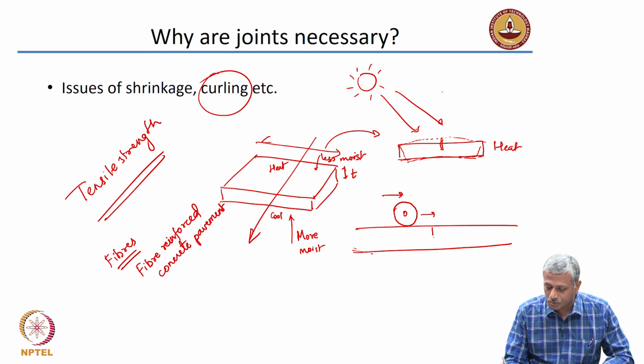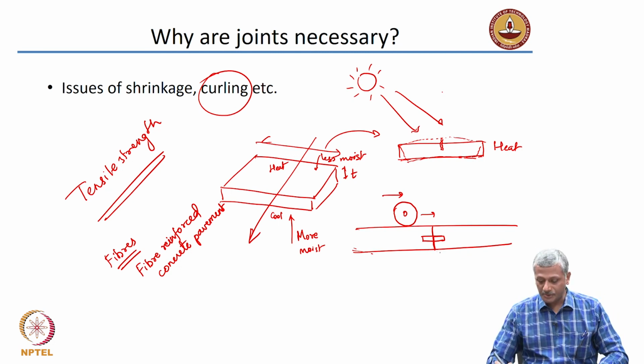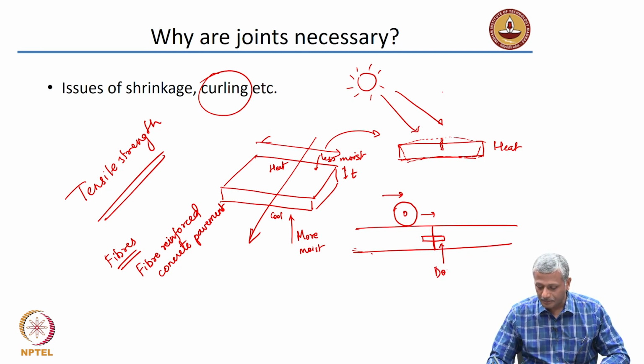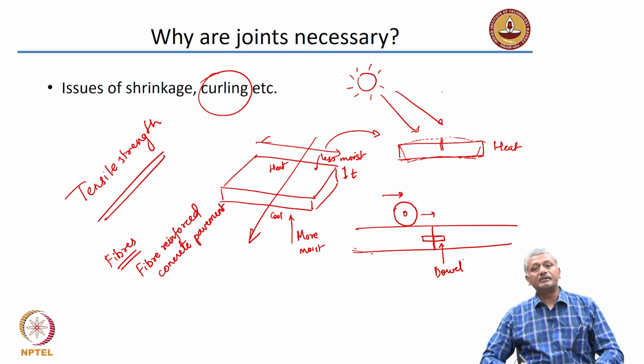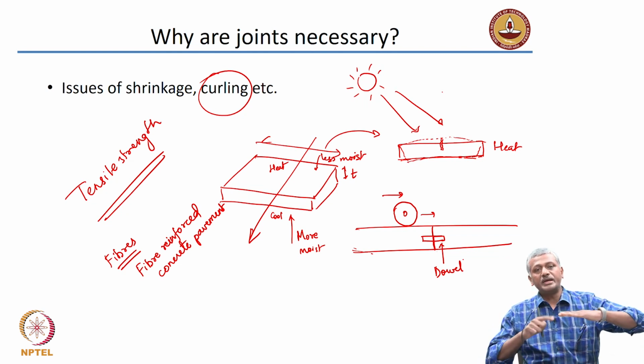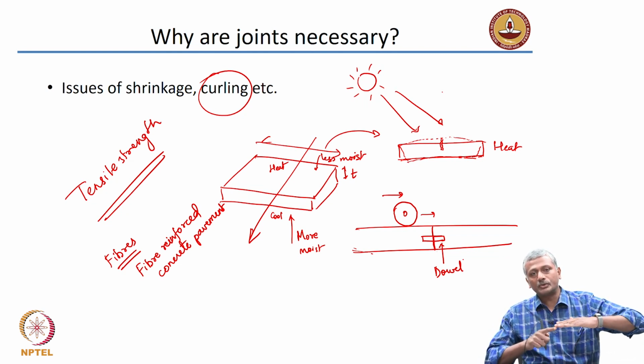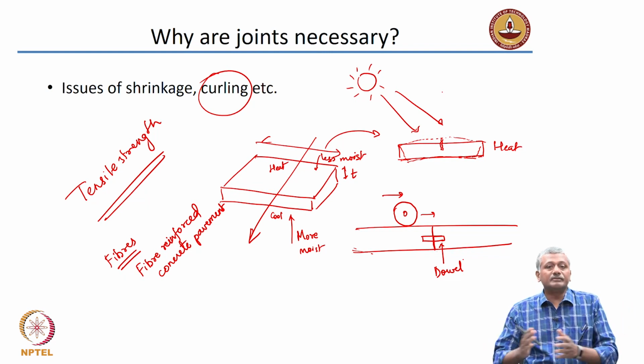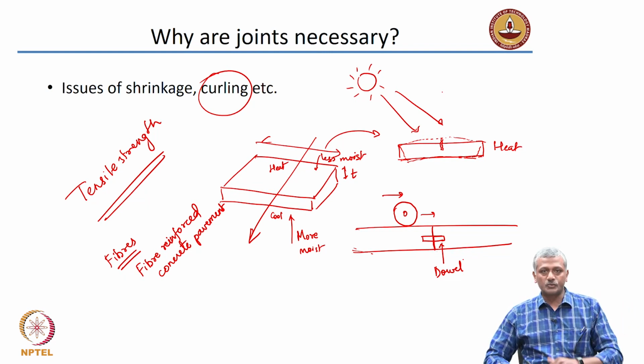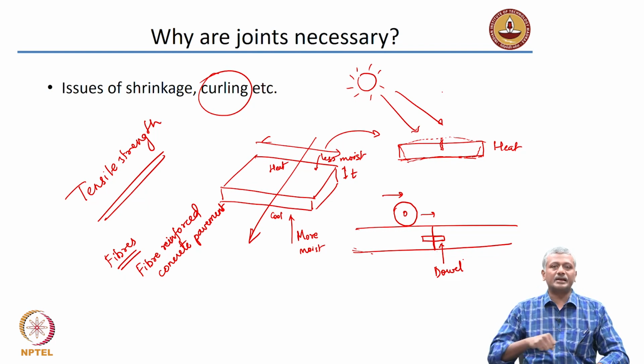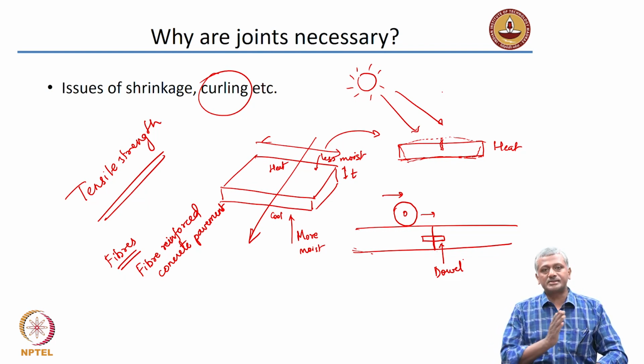What are dowels? So, this is a joint here, and I am putting a steel rod like that. I just put a steel rod like that, that is my dowel. So, the dowel ensures that when the wheel moves from one slab to the next, there is effective load transfer. Okay, that is what is called a dowel. Dowel is provided at the joint to ensure that there is proper load and stress transfer from one slab to the next.